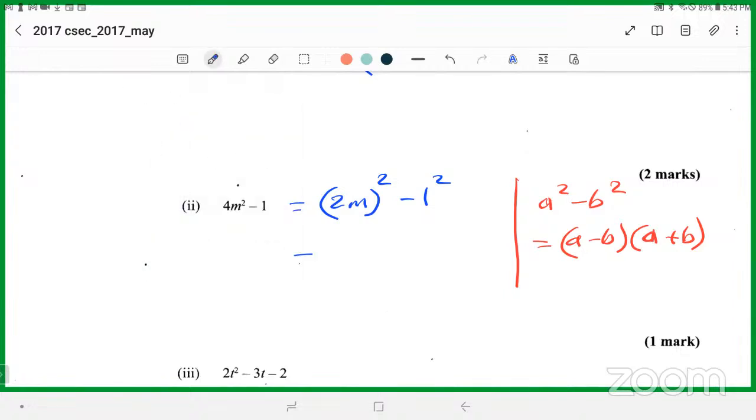And then this becomes 2m minus 1 times 2m plus 1. What about that? Mark your book. If you get the factorization right, good. If not, you have work to do.